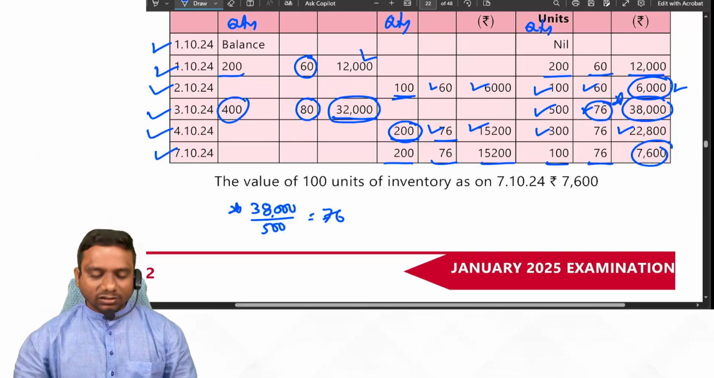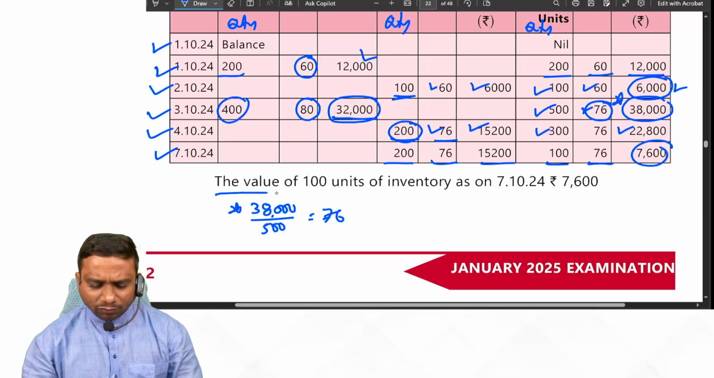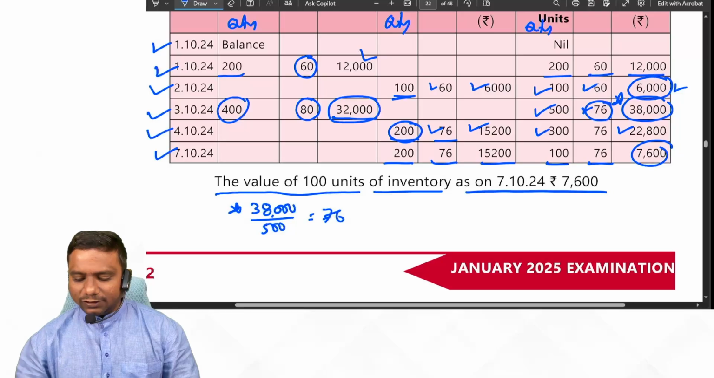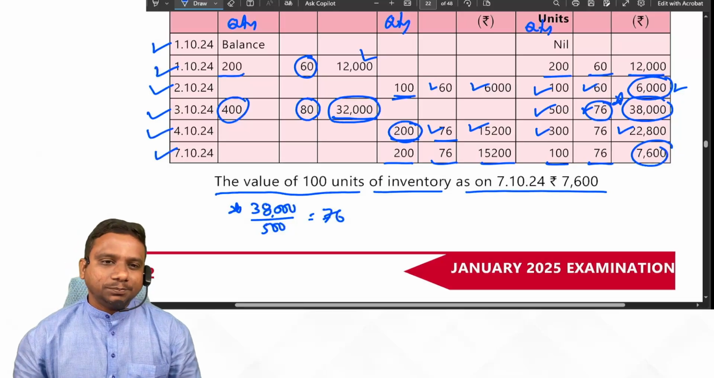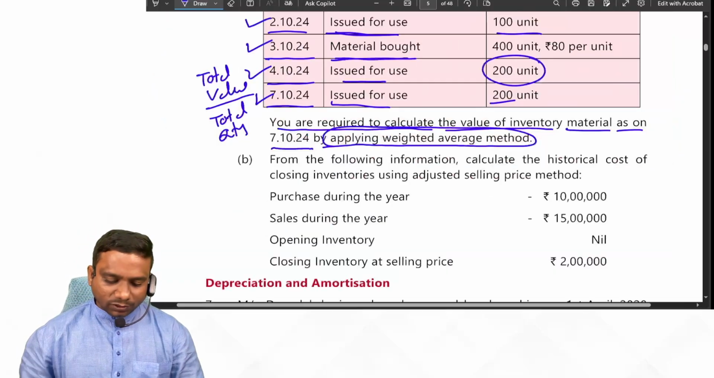Yes or no? This is our answer. Look at the simple problem. The value of 100 units of inventory as on 7/10/2024 is 7,600. That's it, students. Next one.